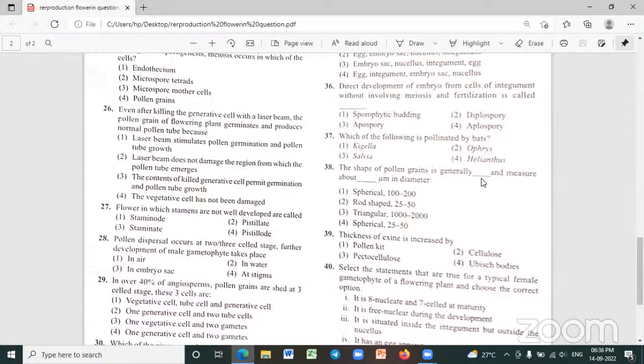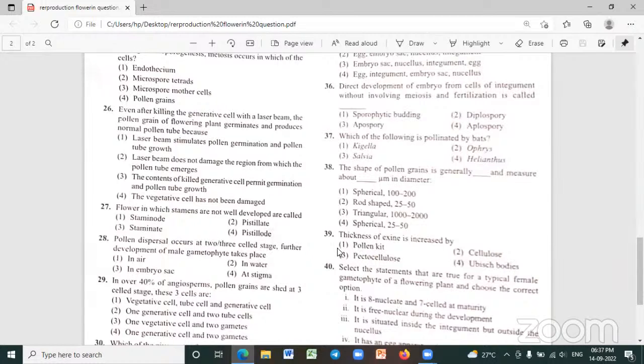And it is about how many micrometers? 100 or 200 is not possible because it is a micro thing. Pollen grain is a microspore. So which one is the correct one? 25 to 50 is the correct one. Spherical shape and 25 to 50. Triangular is not possible. Rod shape is not possible. Spherical already comes in our board, but the diameter is given here as 100 to 200 micron. It is very minute in nature, so it may come from half of this. 25 to 50 micrometer in diameter is the correct one.